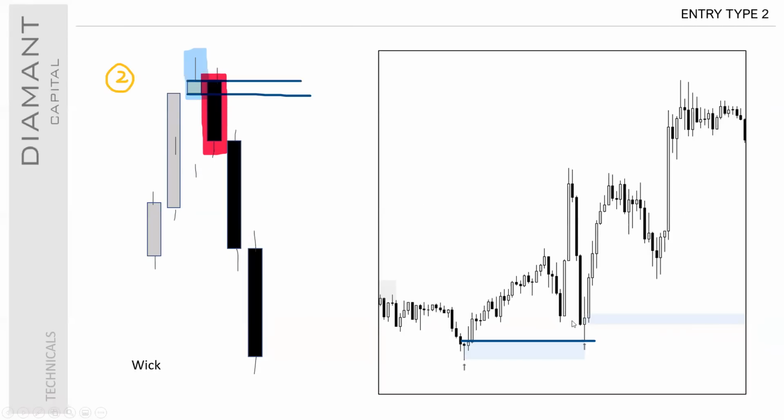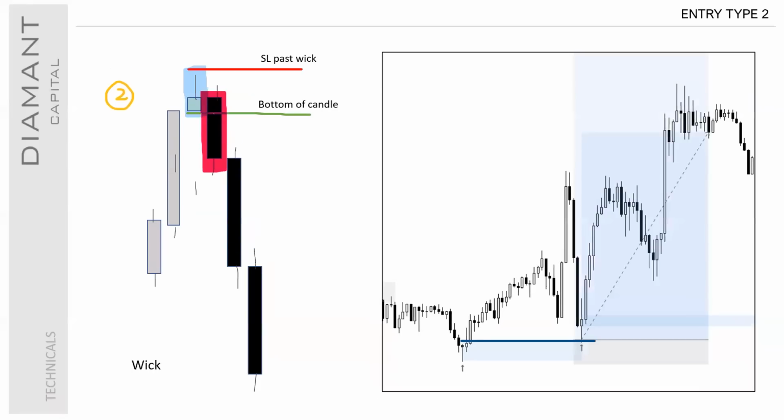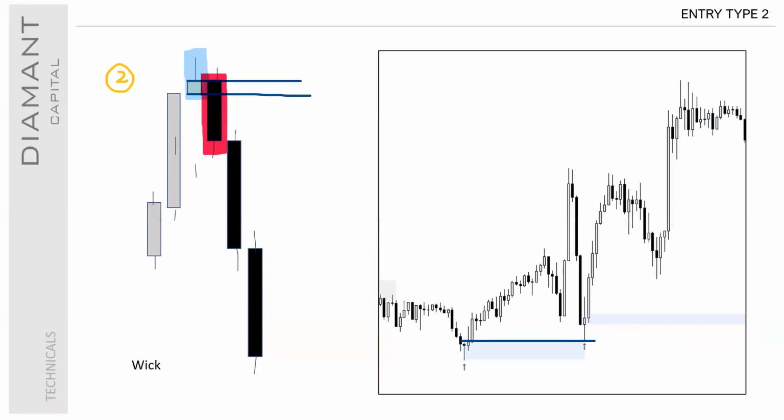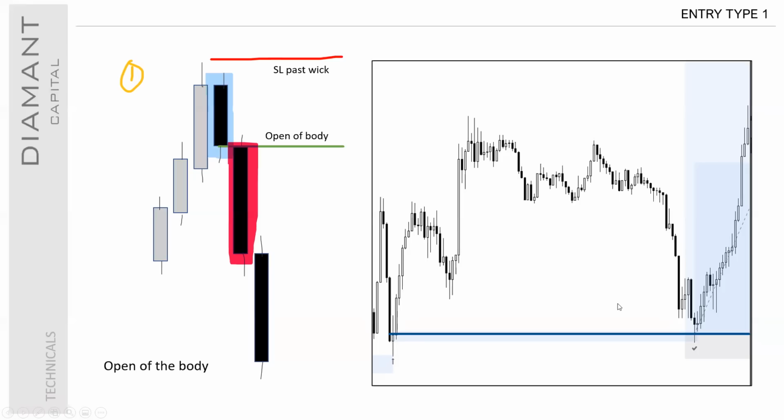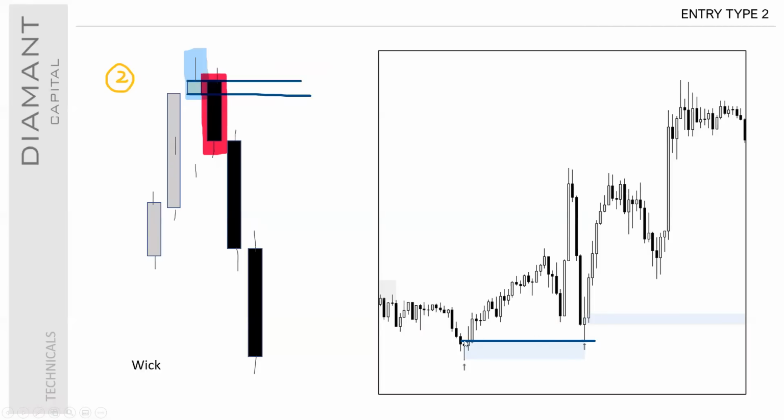Then another way is entering off the wick. What this would mean, this is another example. If you had entered off the previous mitigation, this is exactly what it would have looked like. Whereas this one is the open of the body, this one is the wick of the whole candle.